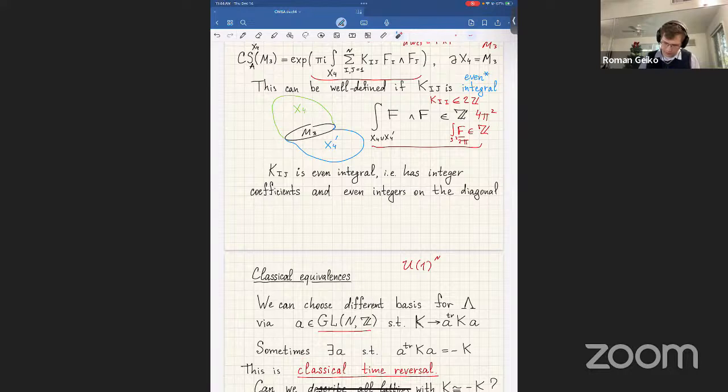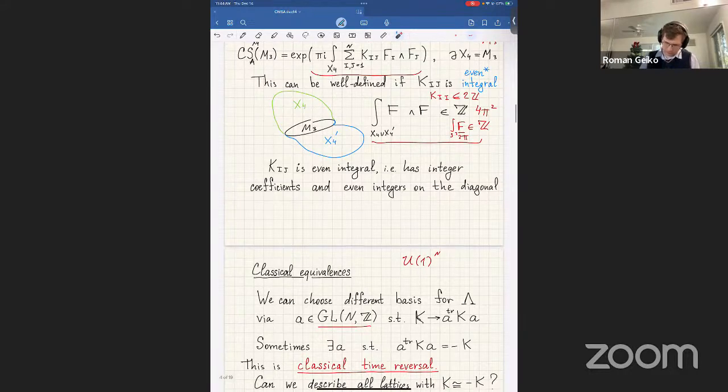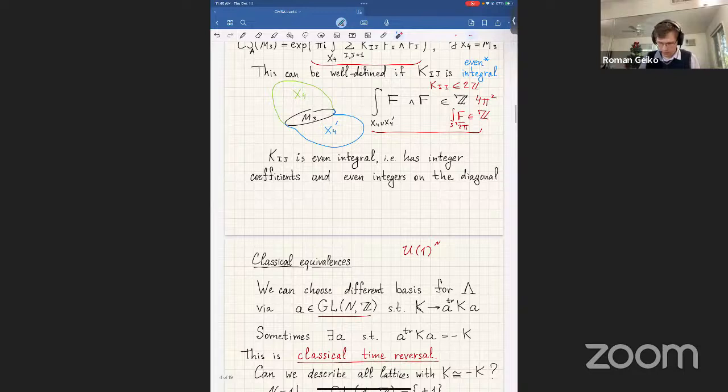It might happen that we have time reversal symmetry at the classical level. So classical time reversal symmetry is just existence of solutions for the K matrix, just equivalence of K and minus K.